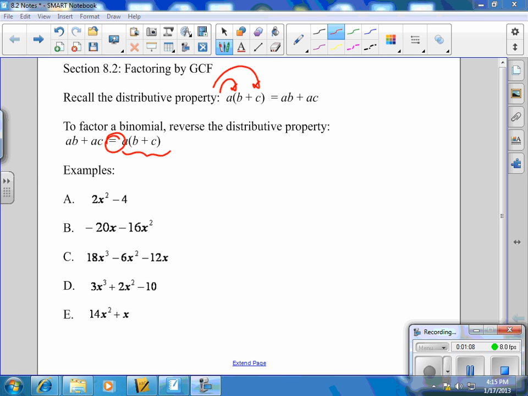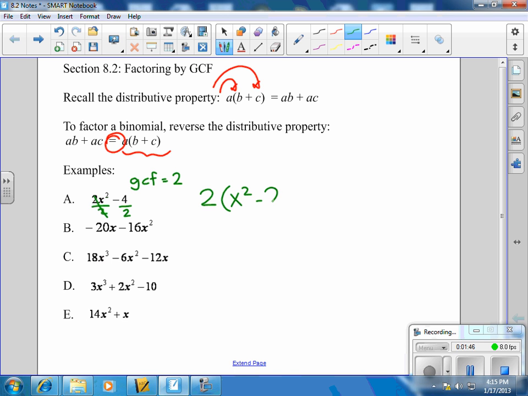So in order to do any factoring like this, we first need to figure out what the greatest common factor is, and then go through and divide each of our terms by that. So for A, those terms, 2x squared and negative 4, both have a 2 in common. That's our GCF. So I'm going to take my GCF of 2, and I'm going to factor it out of that. So if I have 2 on the outside, I'm undoing distribution. So if you divide 2x squared by 2, all you're left with is x squared. And then do the same thing with 4, and you end up with negative 2.